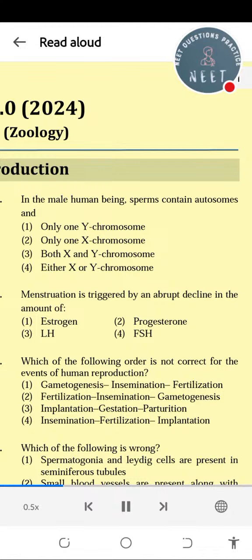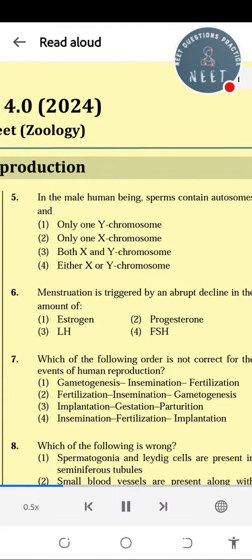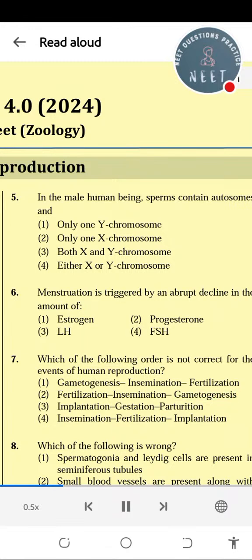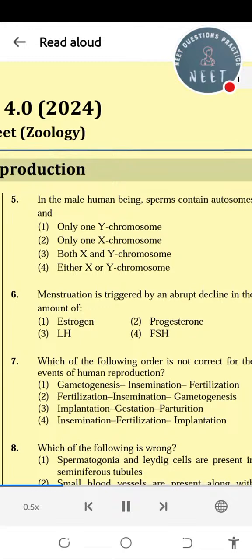5. In the male human being, sperms contain: 1. Only one Y chromosome. 2. Only one X chromosome. 3. Both X and Y chromosome. 4. Either X or Y chromosome.